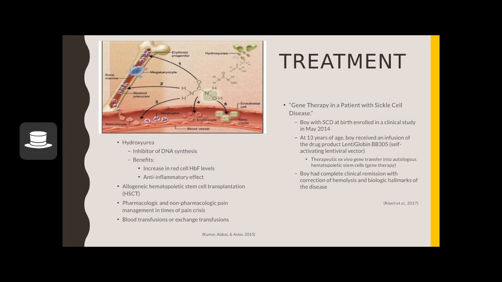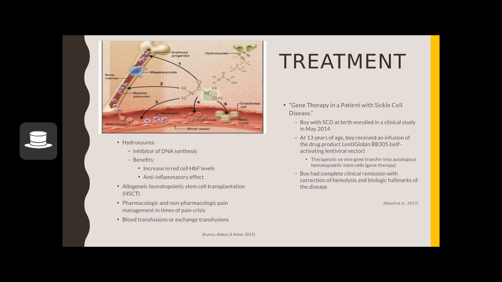Hematopoietic stem cell transplantation offers a chance at cure and is increasingly being explored as a therapeutic option. Other forms of treatment include pharmacologic and non-pharmacologic pain management in times of pain crises, in addition to blood transfusions and exchange transfusions as needed. A recent study conducted in 2017 by Ribeil et al. described a new form of treatment and possible cure for sickle cell disease besides allogeneic hematopoietic stem cell transplantation.